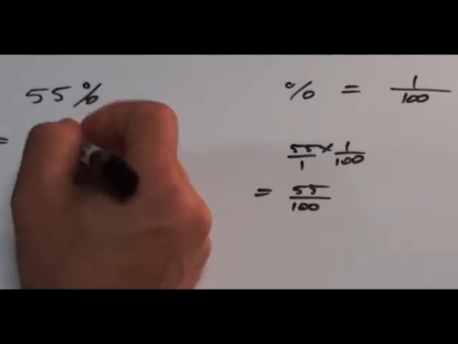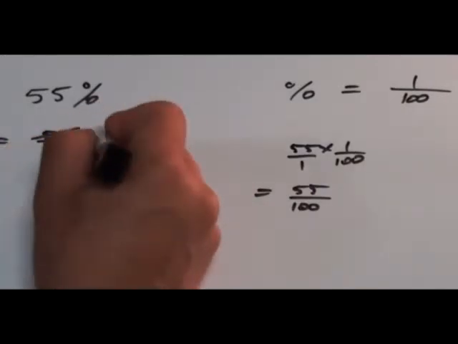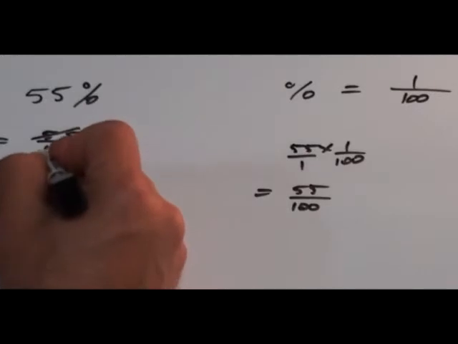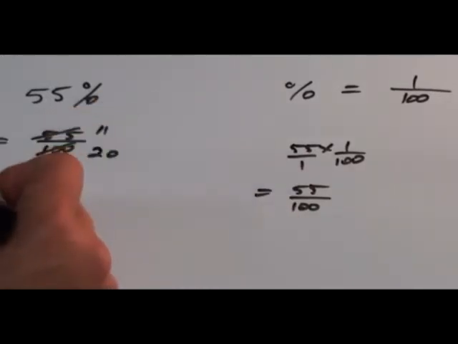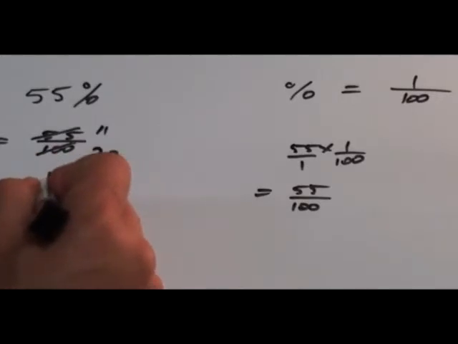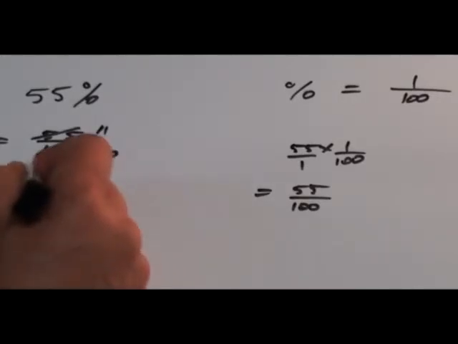So how many times does 5 go into the top? Well, it goes 11 times. How many times does 5 go in the bottom? Well, it goes 20 times. So that now is our simplified fraction. 11 over 20. That's simple.